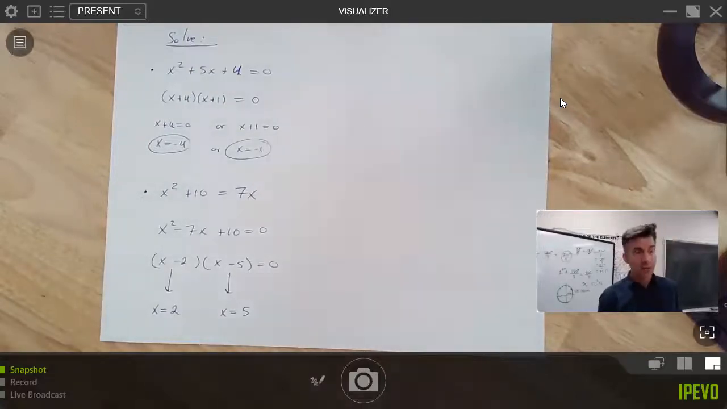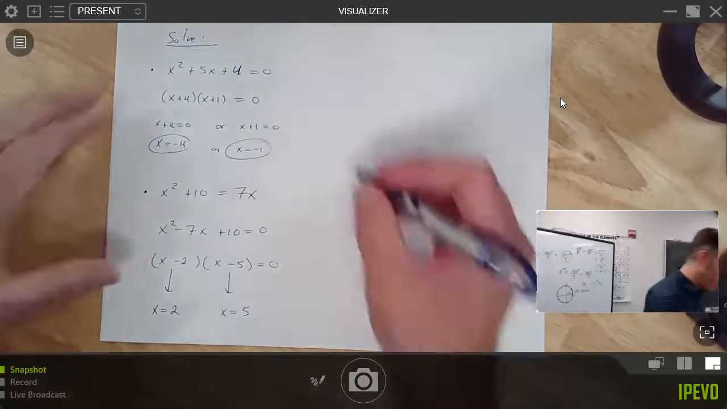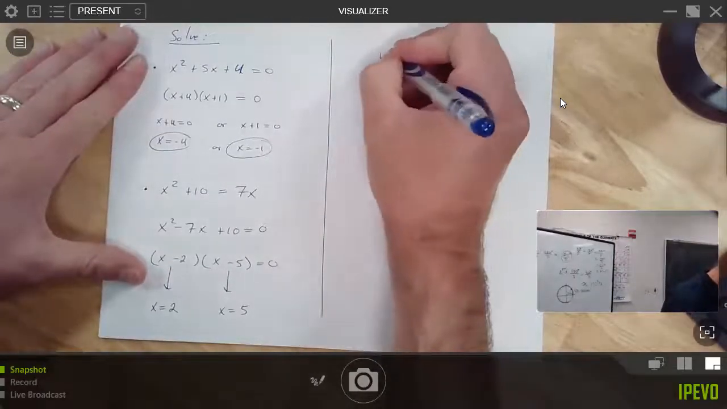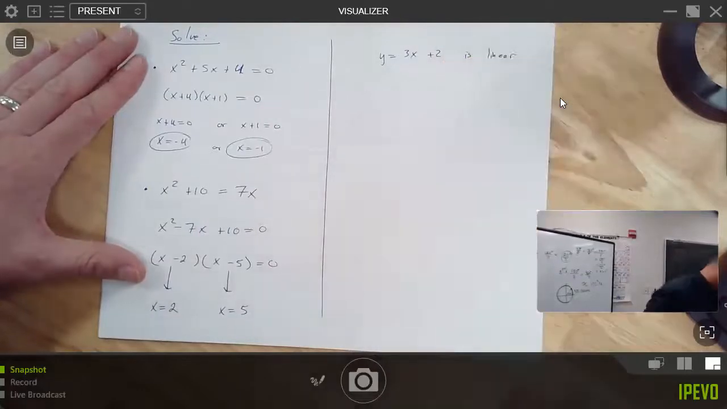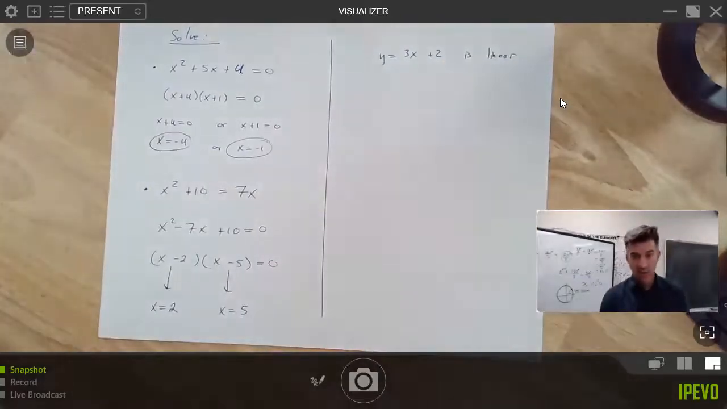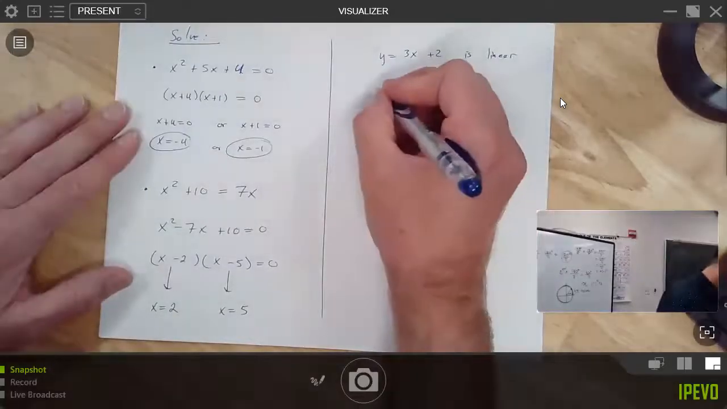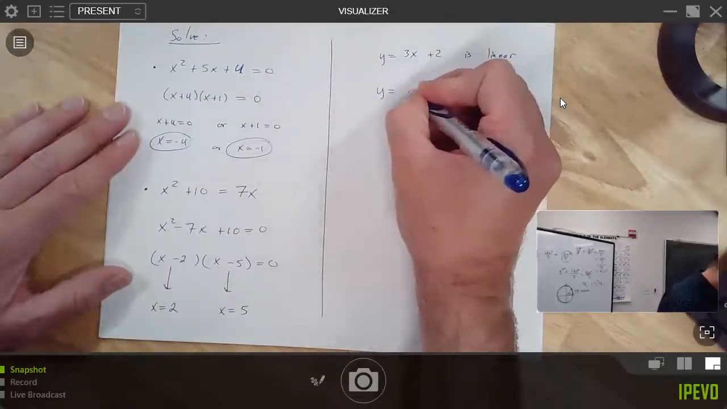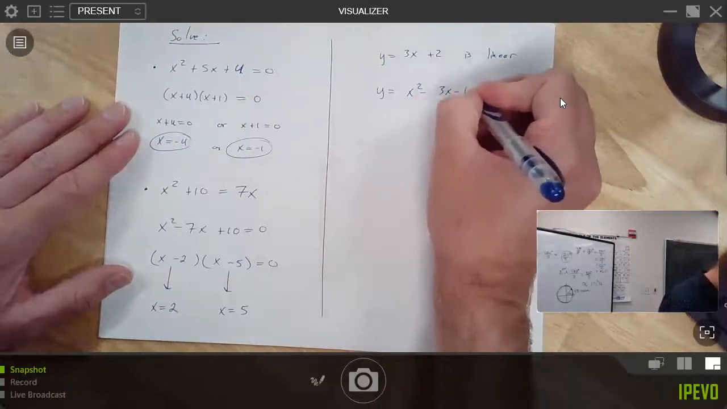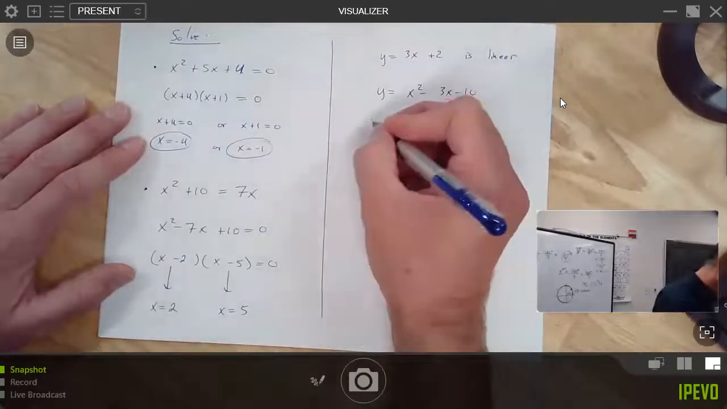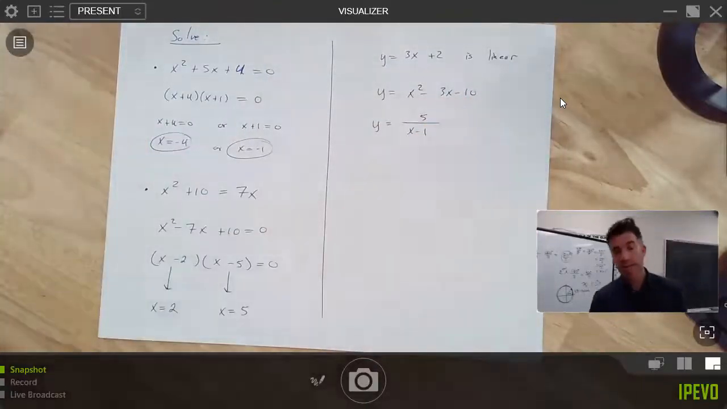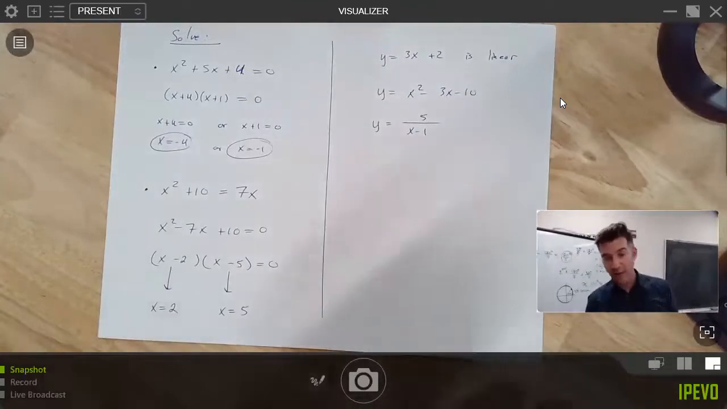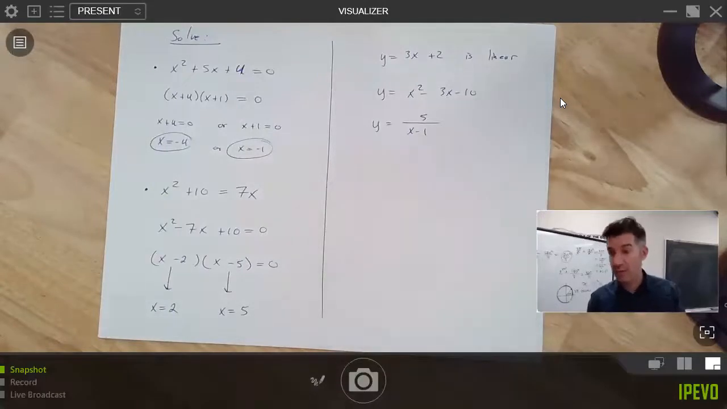Nonlinear, so a linear graph will just be something like y equals 3x plus 2. But anything else is going to be nonlinear. So like y equals x squared minus 3x minus 10 is nonlinear. Or y equal to 5 over x minus 1. Even though technically you might think, oh, I don't have x to a different power than 1. Technically you have an x to the -1 power, which is not the same as +1.